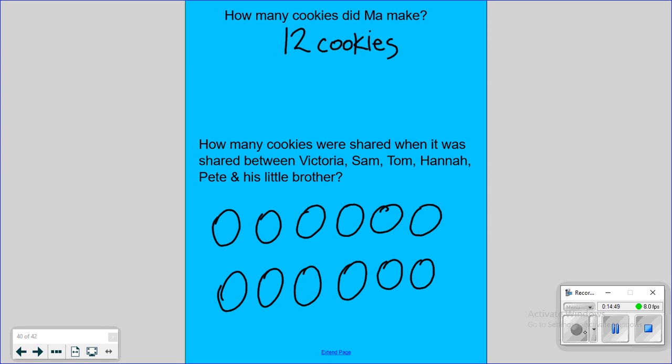We're sharing now between 6 people. That's a lot of people. We're making 6 big circles because circles are groups.